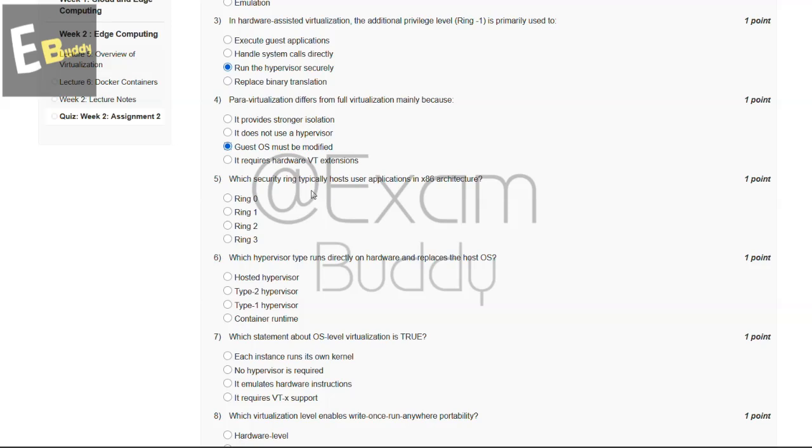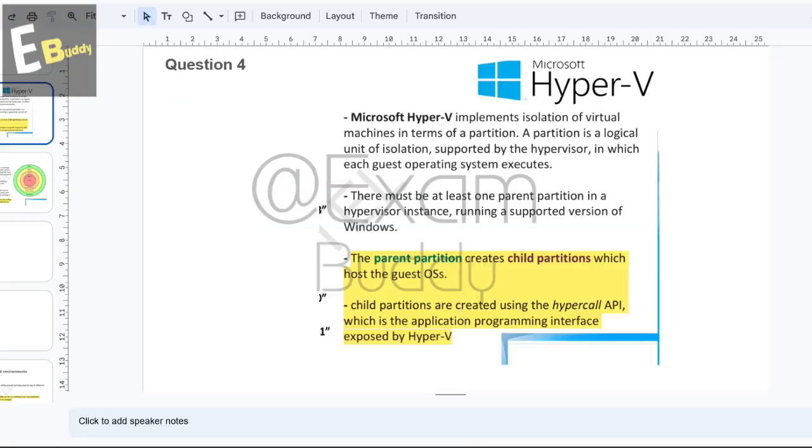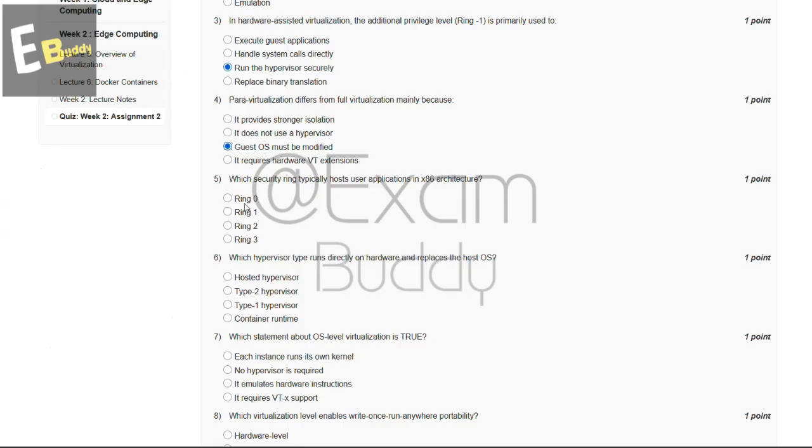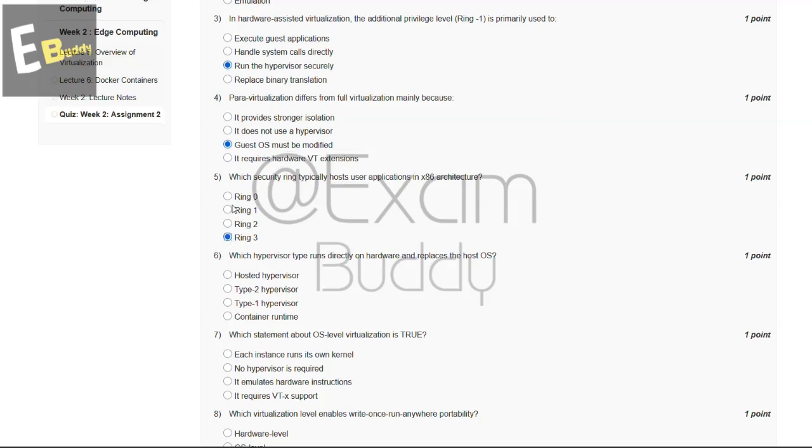Which security ring typically hosts user applications in x86 architecture? So these are the options, and now let's check the explanation. The explanation says security rings, ring 3 user mode. The least privileged ring: user applications run in ring 3, restricted in terms of direct hardware access and certain instructions. So the answer of our fifth question is D. And now let's go to our question number 6.